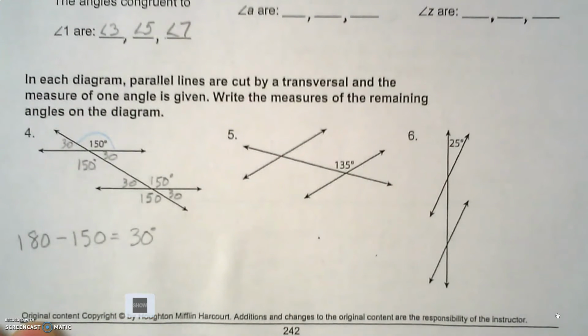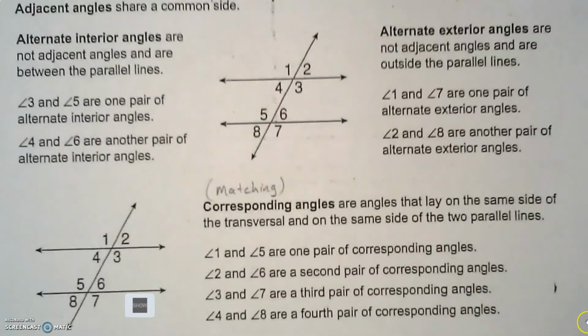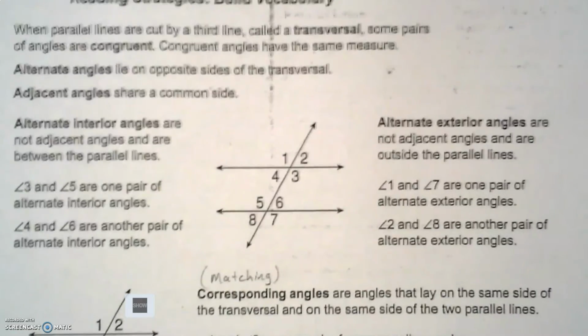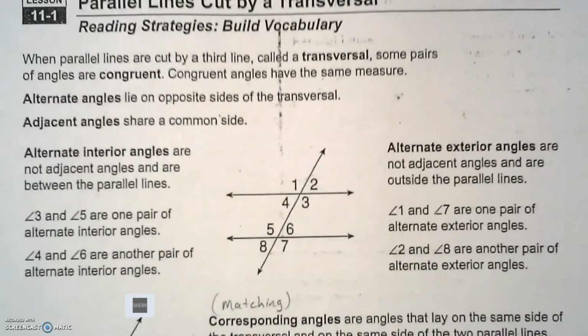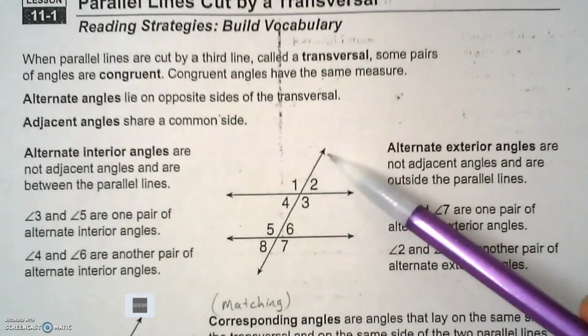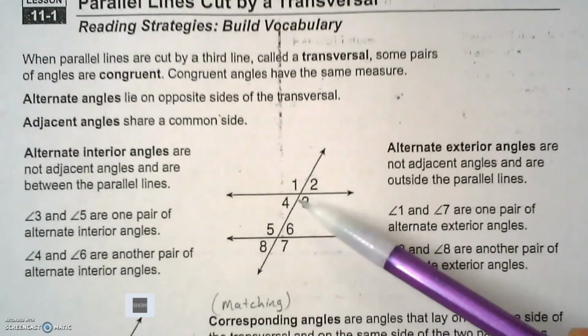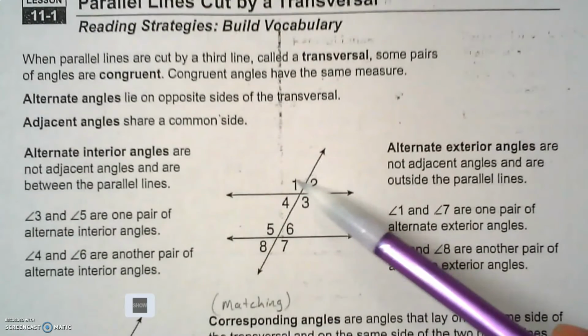Same question, different numbers. Okay, and on the back now, we start to get into a lot of the vocabulary. And we're going to be making sense out of these words over the next couple of lessons. So we already talked about transversal. We already talked about congruent. Alternate angles are on different sides of the transversal. Adjacent angles, it says, share a common side.